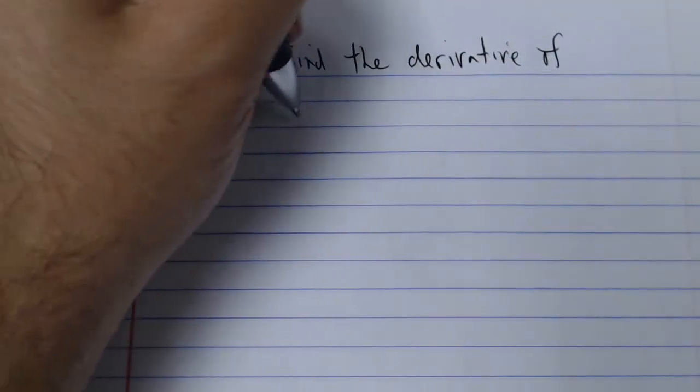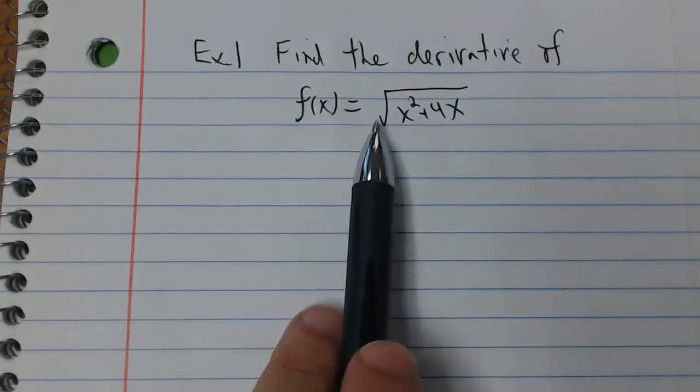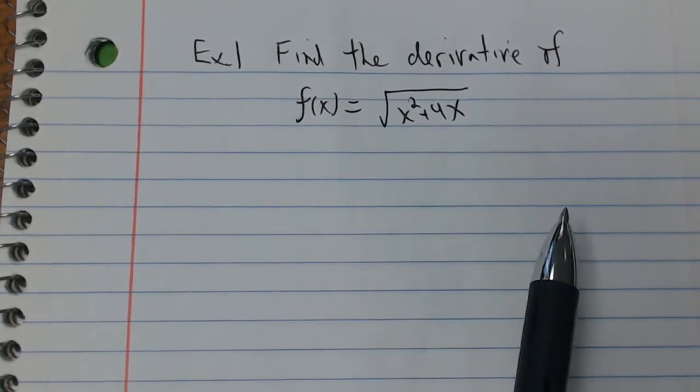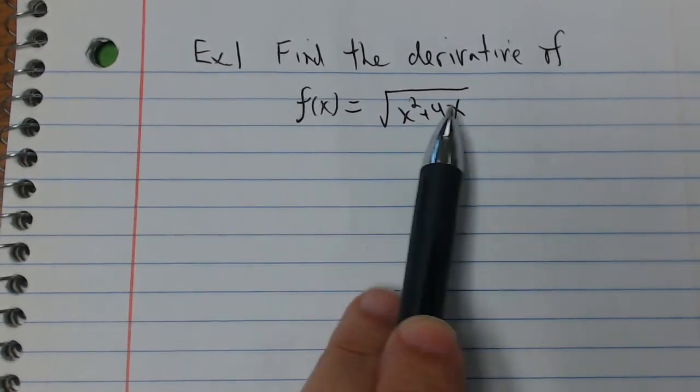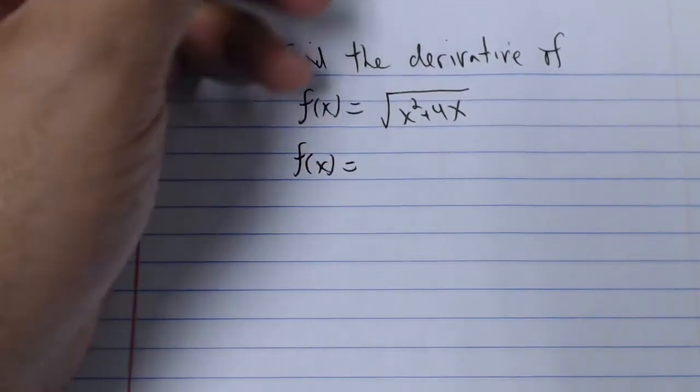If you remember, for example 1, let's actually do this. Find the derivative of f of x equals the square root of x squared plus 4x. Now we know how to find the derivative of this, because if you identify this, notice how f is a composition of functions. My outer function is the square root function. My inner function is x squared plus 4x. So before I find this derivative, I'm going to rewrite this as x squared plus 4x to the power of 1/2.